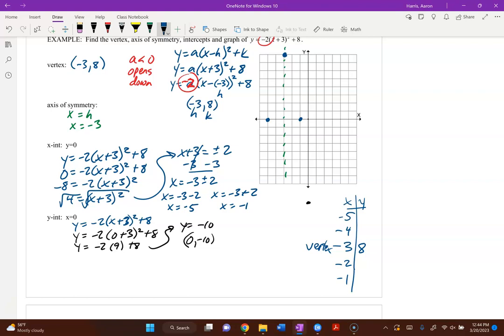And then I like to go to the left a couple and the right of that a couple. Now we already actually got these, the x-intercepts we know are (-5, 0), (-1, 0). We already have those points on the graph right there in red. And we also have that point (0, -10) as well, don't we, from the y-intercept. But it's not a bad idea to throw a couple more in. You could throw in -4. And just see where the y value is.